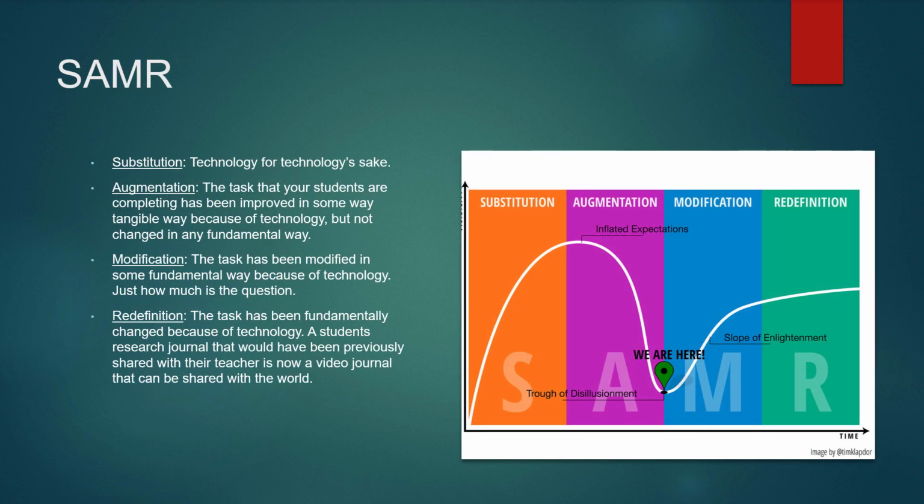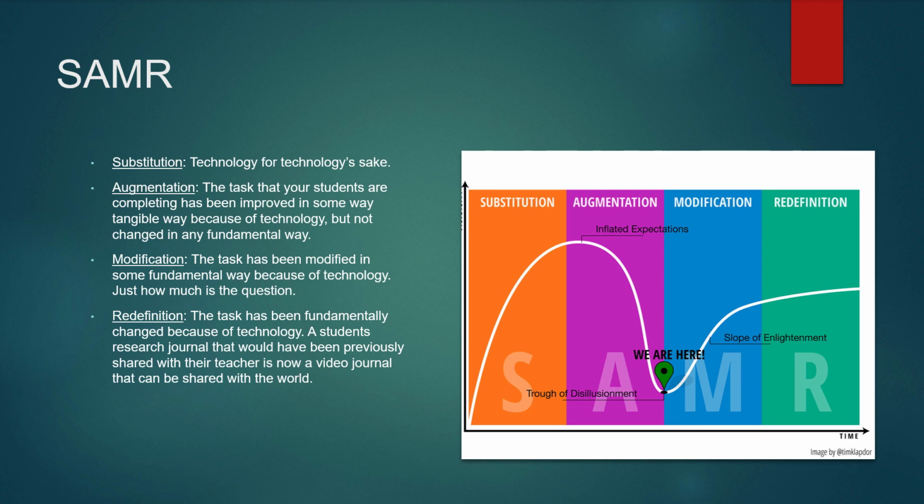Finally, I chose SAMR as the last instructional design model to focus on specifically because it is designed for evaluating and choosing educational technology. In the substitution phase, you're basically using technology for technology's sake. It isn't adding anything of real value to the educational process.